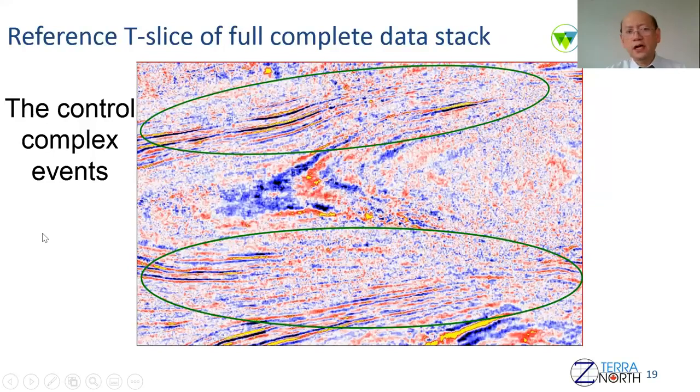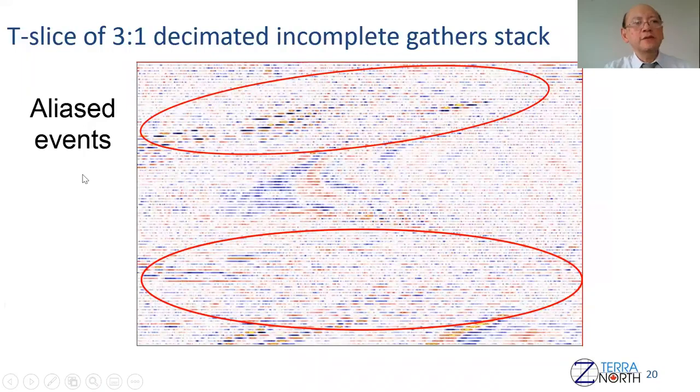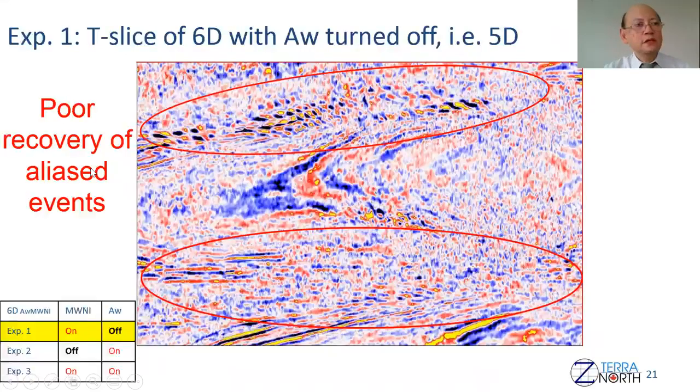This is the reference time slice, the full complete data set. It's a control of a complex event. This is the time slice of the 3-to-1 decimated incomplete gather, with aliased event. Experiment 1, time slice of 6D with AW turned off, industry 5D. This will not give you the full recovery of the aliased event, as you can see.